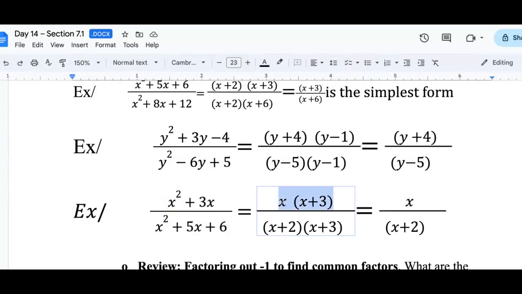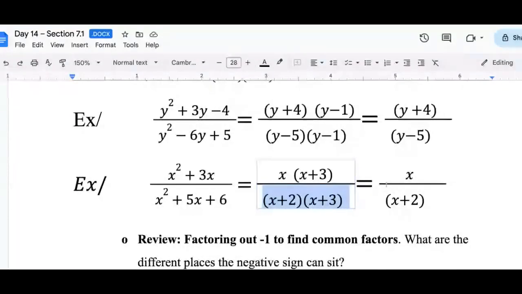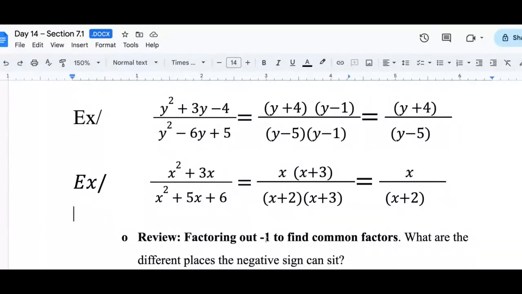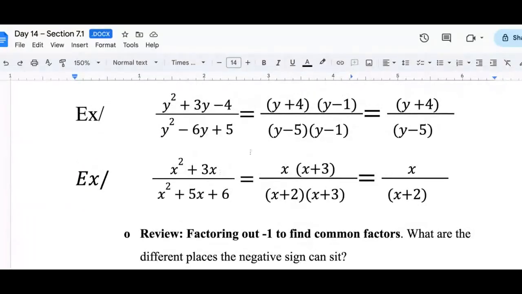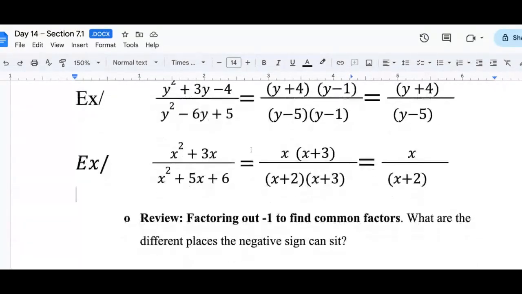Numerator, we can factor out x. So x times x plus 3. Denominator x squared plus 5x plus 6, we can factor as x plus 2, x plus 3. Then x plus 3 is a common factor of the numerator and denominator. So the result is x divided by x plus 2. Any question? So this requires our factoring skills.